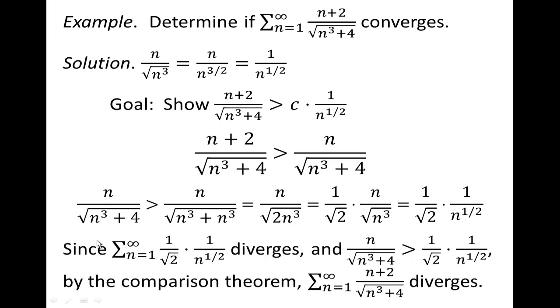So here we wrap it up. Since this series diverges, and since this, which is our sequence, is greater than the series that diverged, by the comparison theorem we know that our series is going to diverge.